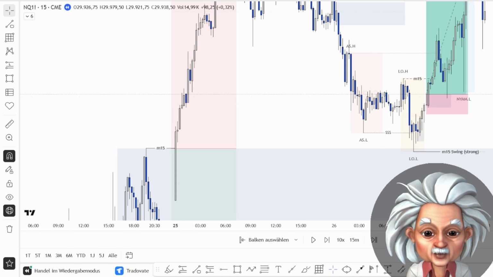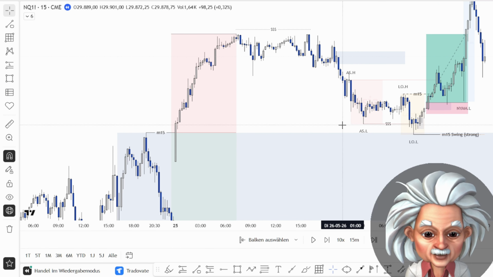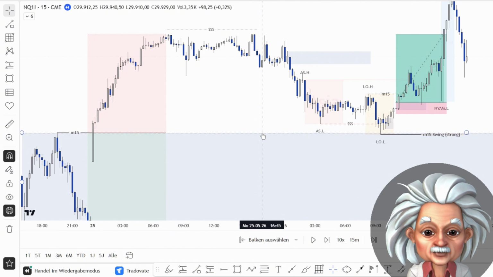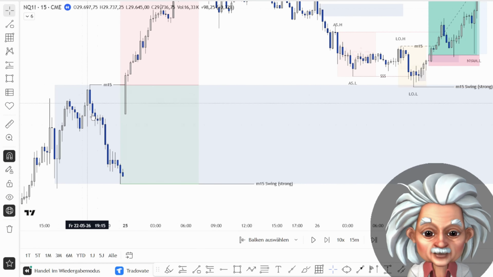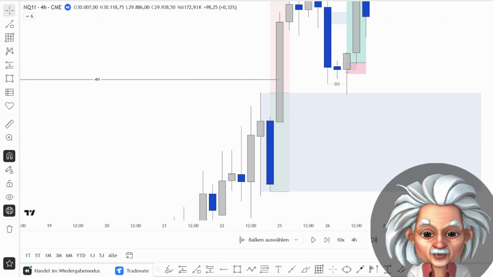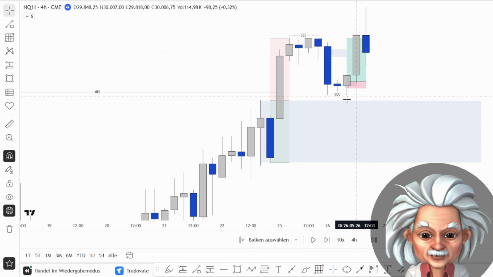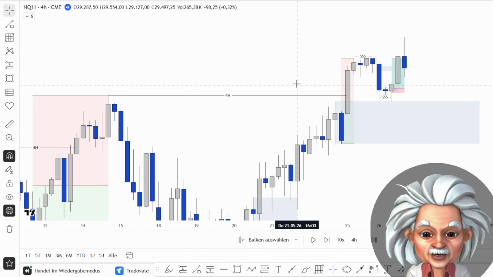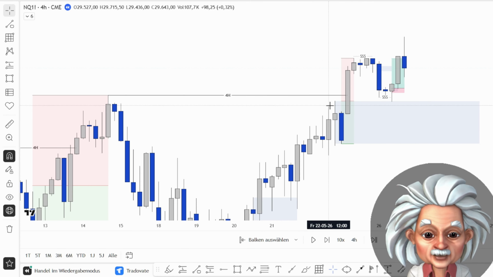But the thing is, it liquidated the downside first, and then mitigated the equilibrium, and it tapped into the bigger sell to buy range, which we have on the 4 hour, right? On the 4 hour, you see it? It perfectly mitigated the sell to buy range, and additionally, this was exactly the decisional demand.